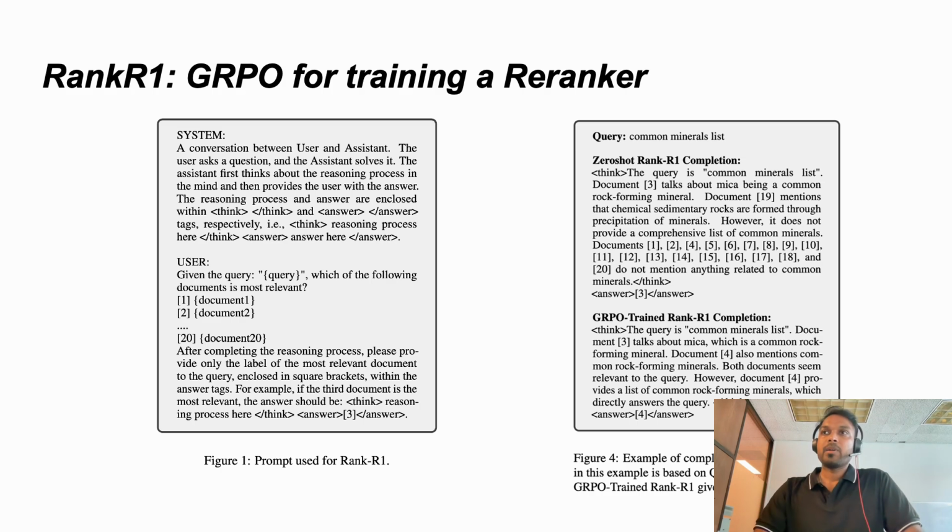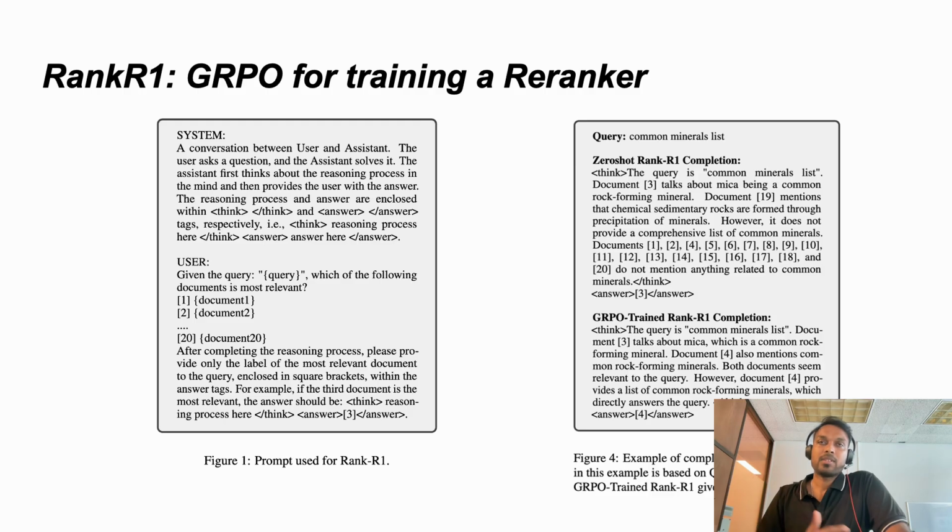As GRPO started becoming more and more popular, many people also tried to train policies with GRPO for different standalone retrieval tasks as well. For instance, there was this paper, Rank R1, which trained a re-ranker, that is a second stage ranker, using GRPO-based reinforcement learning. So here is what they actually did.